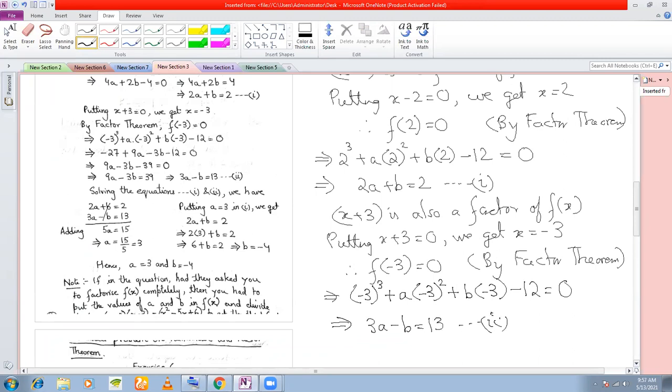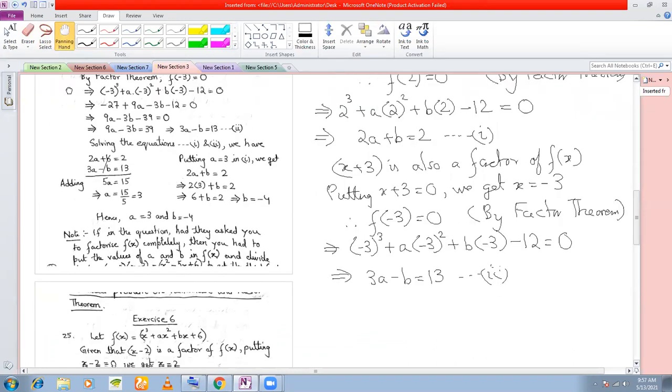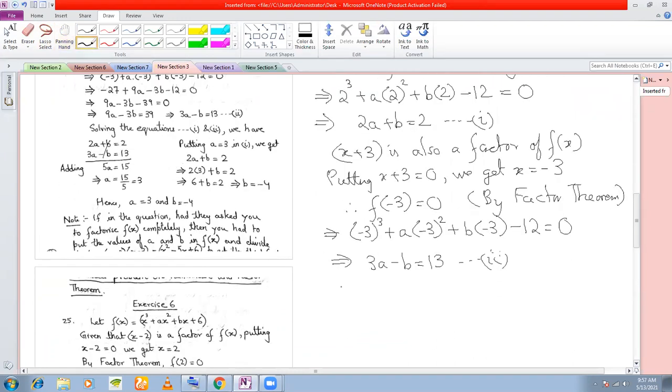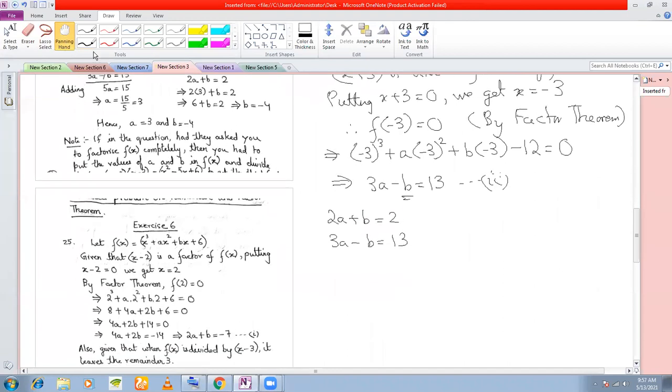Now these two are simultaneous equations in a and b. We will solve these simultaneous equations. How do you solve? Elimination method. Because you see a plus b here and a minus b here, so we'll subtract. 2a plus b is equal to 2, 3a minus b is equal to 13. Call this 1, call this 2. We will add, sorry, not subtract. Adding, this will cancel. What do you get? 5a is equal to 15. That means you get a equal to 15 by 5, which is 3.